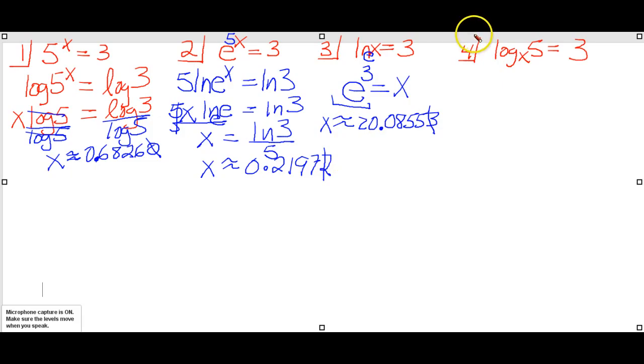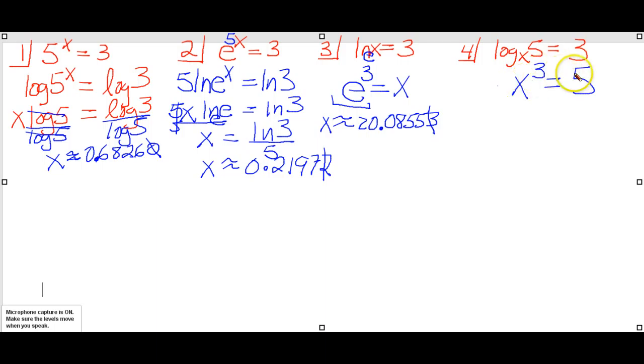Now, for number 4, again, it's in its logarithmic form. The next stage that we use is its exponential form. So our base is 5. Well, let me go back for a moment. No, our base is x. Our exponent is 3. And our answer is 5. Okay, now we're in better shape.